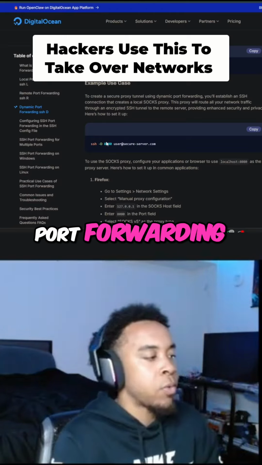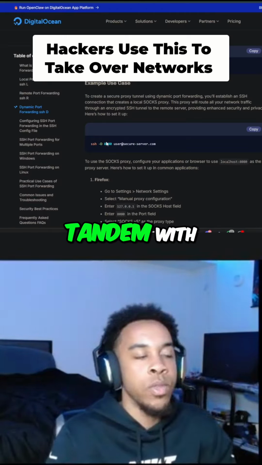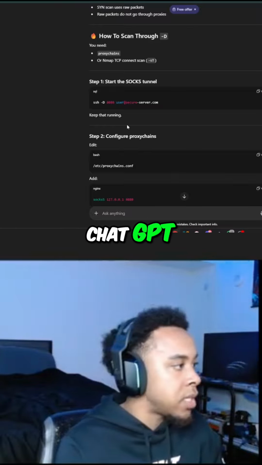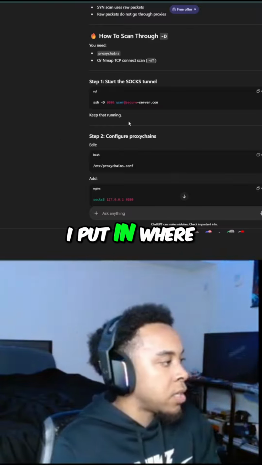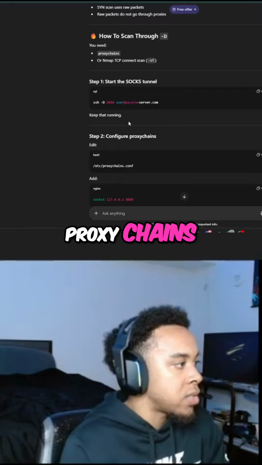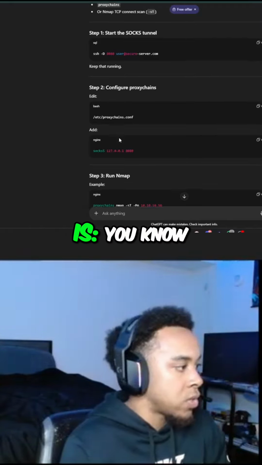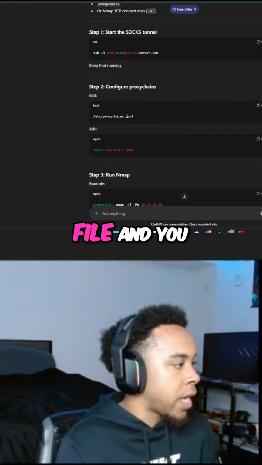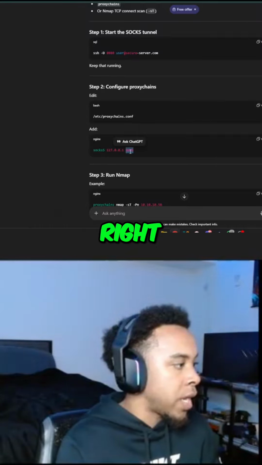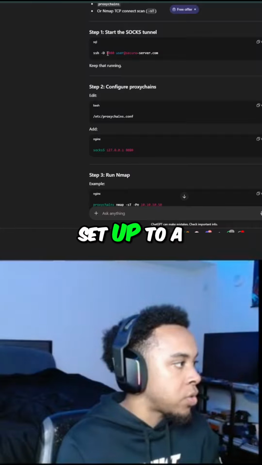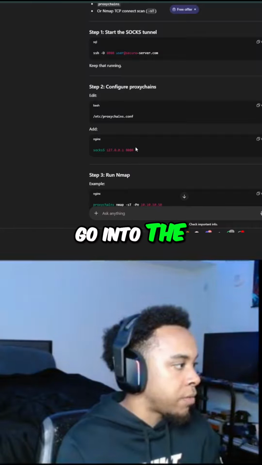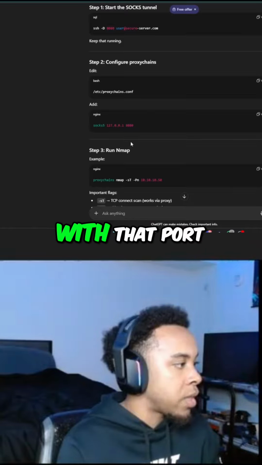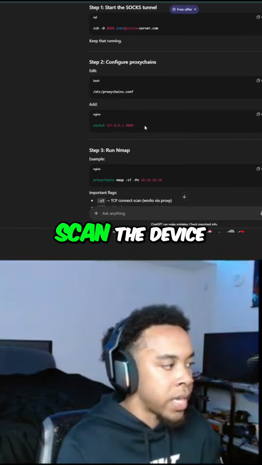The thing about dynamic port forwarding is that it is used in tandem with something called proxy chains. And here I have a little ChatGPT prompt that I put in where it essentially explains what proxy chains does. You go into the configuration file and you set up the port, 8080, to the same one that you had set up for the dynamic port forward. Go into the configuration file, edit the port, and essentially anytime you interact with that port, you are able to scan the device.